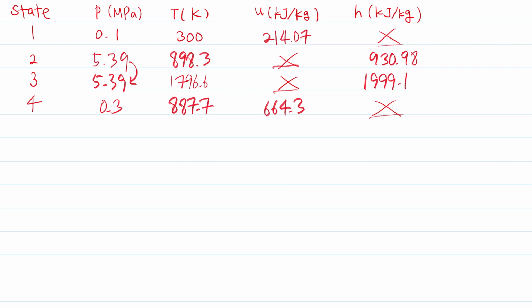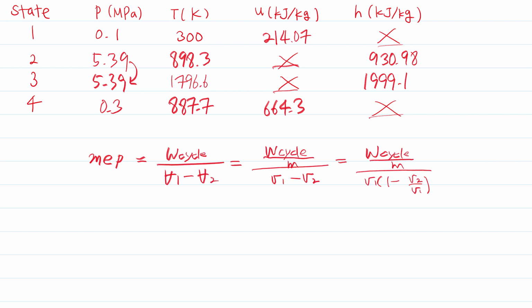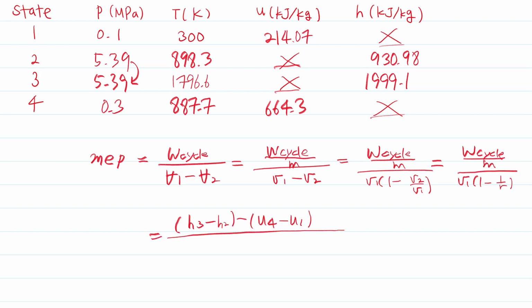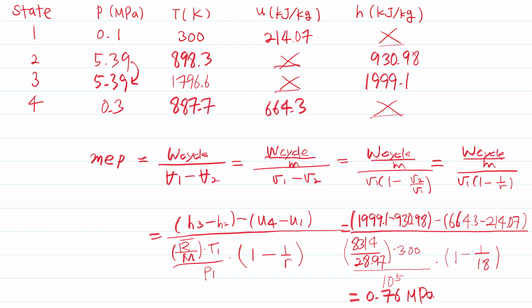The mean effective pressure can be written, and V2 over V1 is the reciprocal of the compression ratio. And using the ideal gas law, the specific volume can be written. Now put the values in. The mean effective pressure is 0.76 megapascal. The higher the mean effective pressure, the greater the net work it produces.